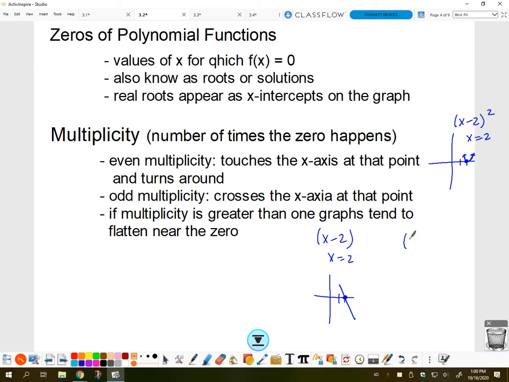But if you had x minus 2 to the third, then you still just get 2 for your 0, but you're going to wiggle through. So it's basically going to look cubic as it goes through that point. All right, again, by the time we get done with the lesson, that multiplicity stuff will make a little more sense.